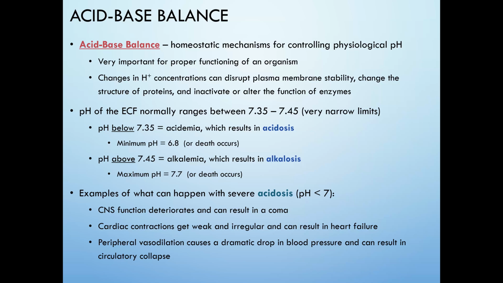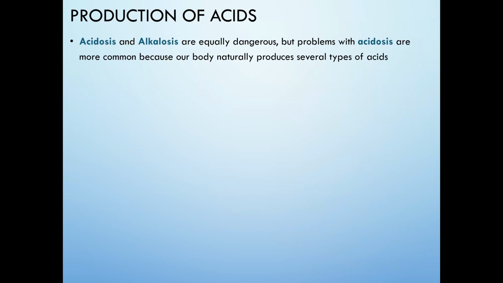So acidosis and alkalosis are equally dangerous, but problems with acidosis are more common because our body naturally produces several types of acids. So we're going to look at the 3 major types of acids produced by the human body. So we have 3 main categories of acids.